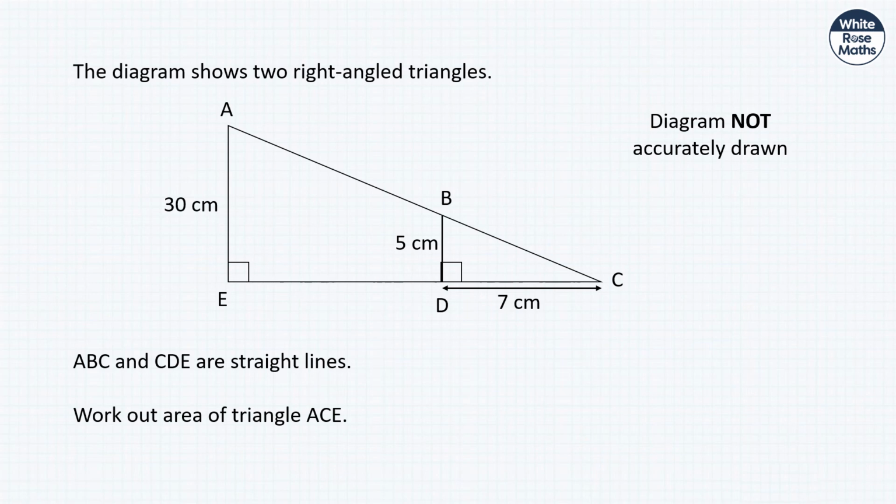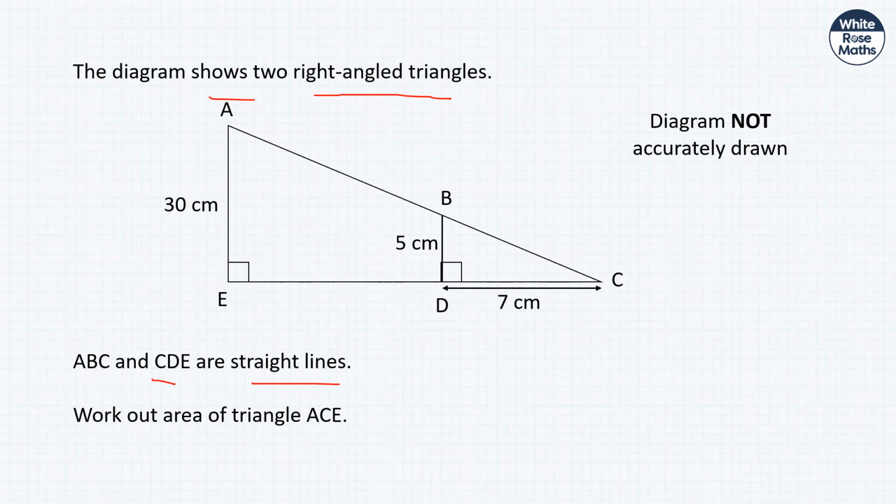This next one's looking at some similar shapes now. The diagram shows two right angled triangles. A, B, C, and C, D, E are straight lines. Work out the area of ACE. So I've got this big triangle and this smaller triangle here. Well, the scale factor from BDC to AEC, so this length to this length here, is times 6.